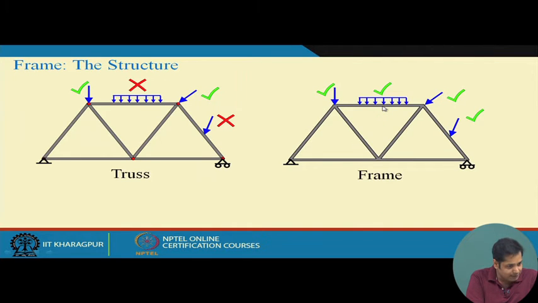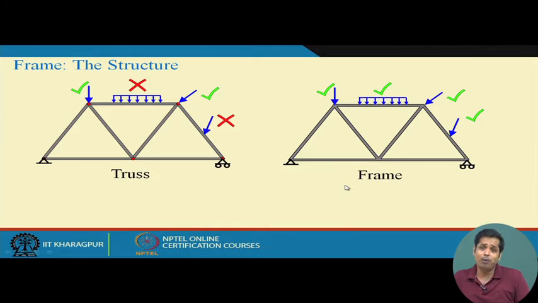Let us see what the differences are. If this is the truss and this is a frame, then looking at the joints, in a truss all the joints are pin connected, but in a frame some of the joints are pin connected and some are rigid. When in a frame all the joints become pin connected and the loading condition is also satisfied, then it can be idealized as a truss.